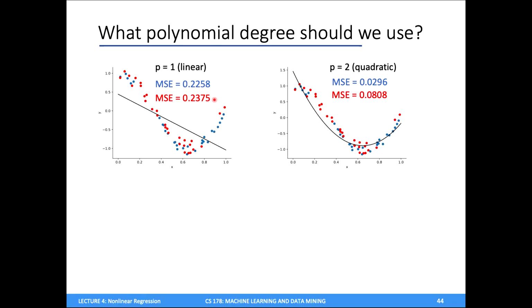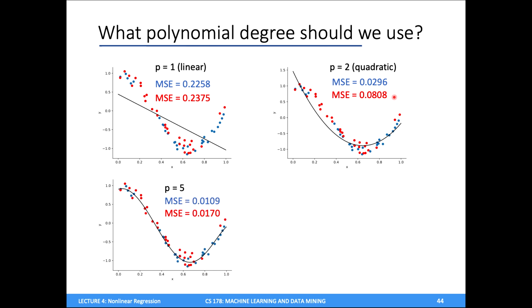If we use a degree 2 polynomial, we see that the training MSE and the validation MSE both go down. So our model is doing better, it has a lower value for the loss. If we bump it up to a 5-degree polynomial, our MSEs both go down again. This is our best model so far. It's got the lowest loss on both the training set and this validation set.